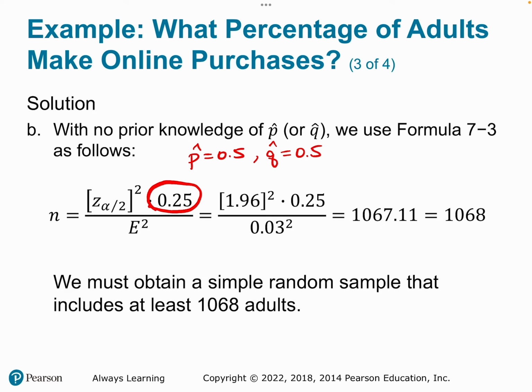We see here that without that previous study, we will need more people in the sample to achieve the same type of confidence level and margin of error. In fact, we'll need 1,068 people, so that's over 300 people in addition to what we would have needed if we had that p-hat from a previous study. So again, using 0.25 will give you a more conservative, also known as a higher value of n, oftentimes more than what you would need if you had some additional information.